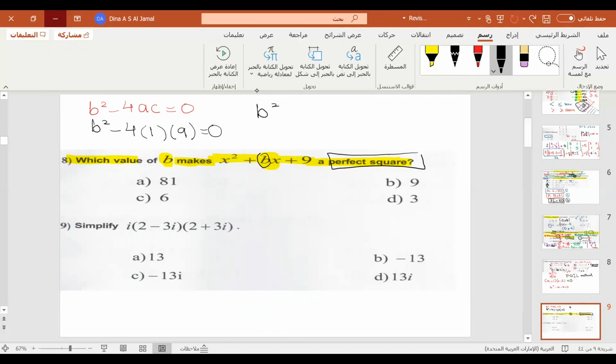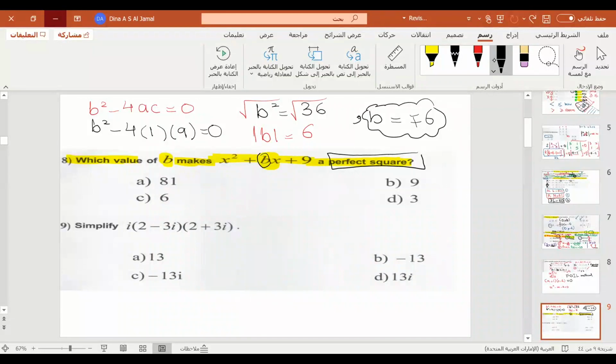Now move it to the other side. Keep B squared alone. It will be your 36. And now, what I would like you to do, take the square root. Whenever you are taking the square root of a squared value, you will be left with the absolute value. So you will be having absolute value of 6. Then your B will be plus and minus 6. Now let's look at the choices.